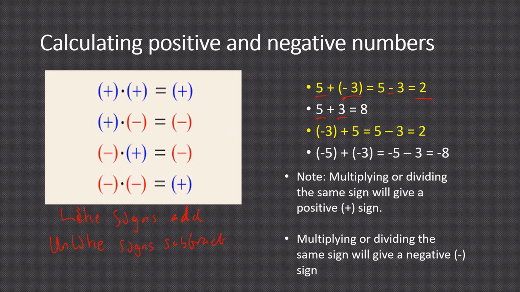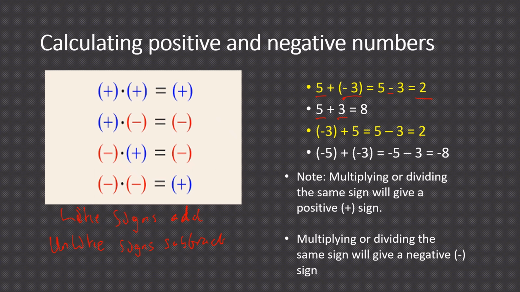Now, negative times positive will equal a negative number, and that can be seen with minus 3 plus 5. Minus 3 and plus are coming together, so that would then be the same thing as minus 3 plus 5, which when rearranged will be 5 minus 3, and so that would then equal 2.